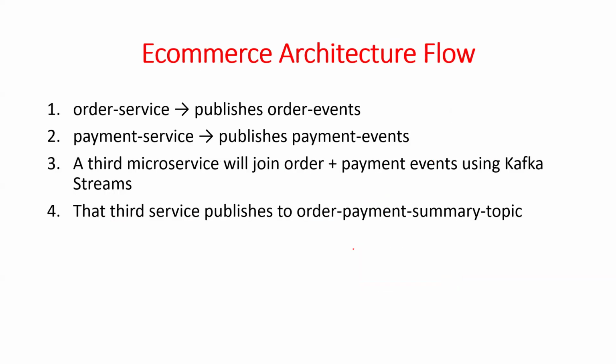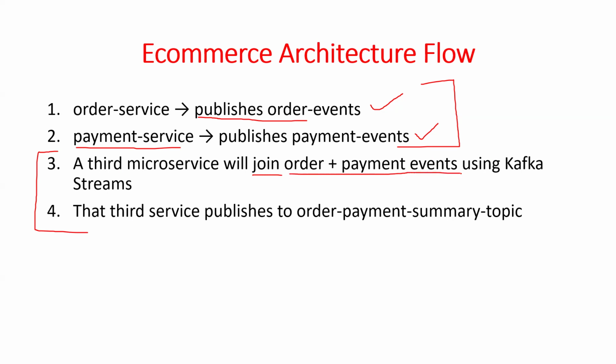Next, our architectural flow. If you see, we have an order service publishing order events. We have a payment service publishing payment events. These two activities we already discussed in the last session. Now today we are going to discuss the third and fourth step. A third microservice will join order and payment events using Kafka Streams, and this microservice publishes to another topic called the order payment summary topic.